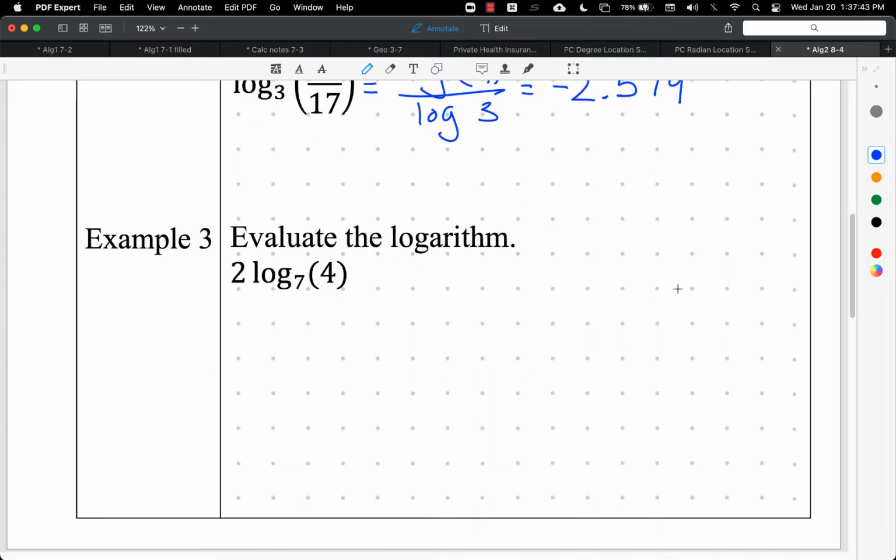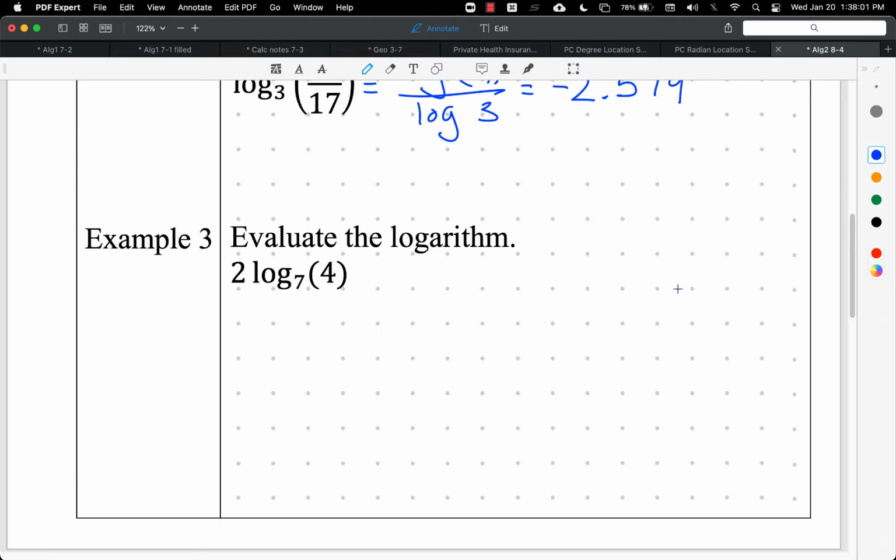Let's try another one. Now I'm starting to mix up your rules. I'm not just doing one rule over and over again. There are two different ways to approach this. There's the easy way, and then there's the other easy way. There are two easy ways.